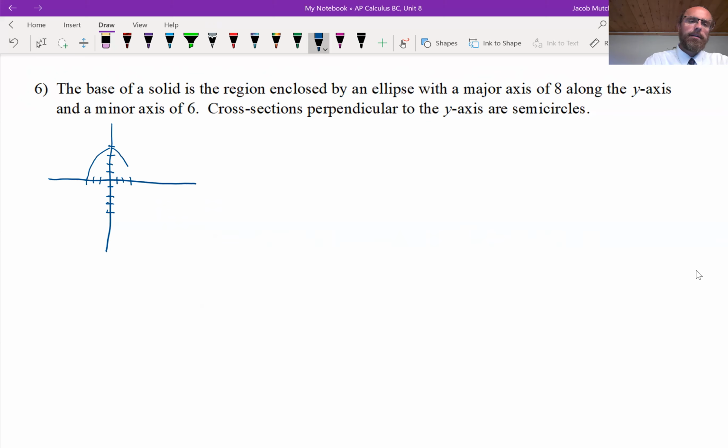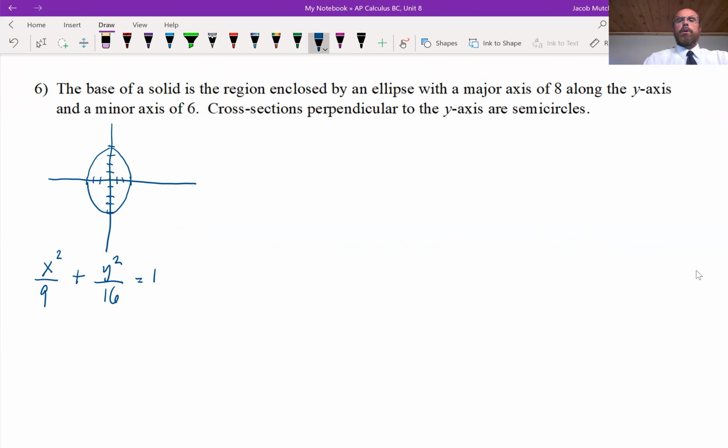That gives me my base. We do want to write an equation for that ellipse, so just remembering how to do so, it's going to be x squared over the radius of the minor axis squared, so that's 3 squared, which is 9, plus y squared over its radius squared, so that's 4 squared, 16, equals 1.